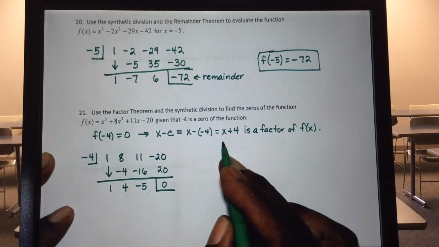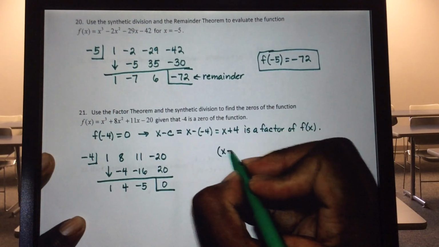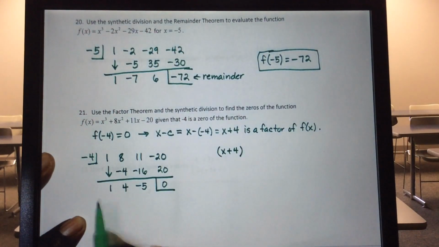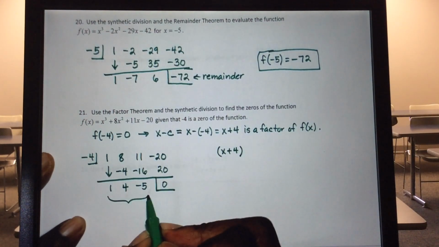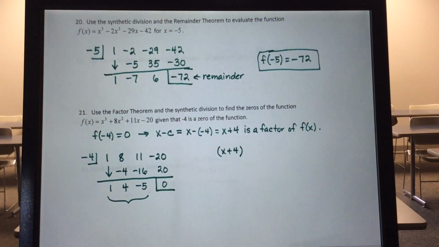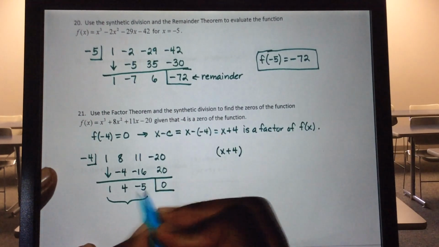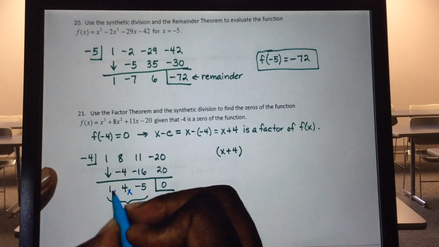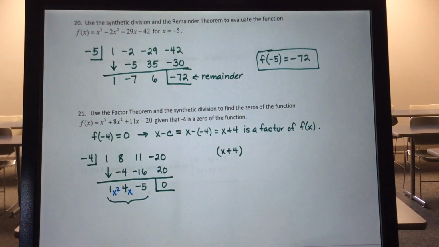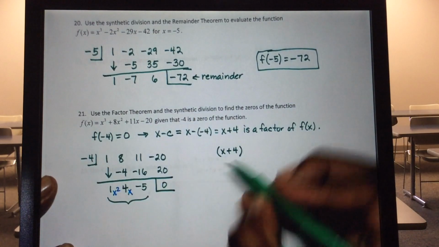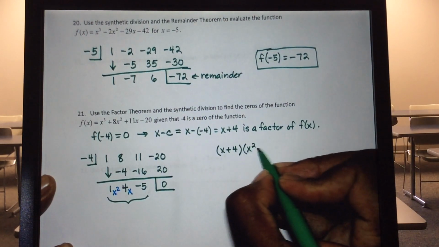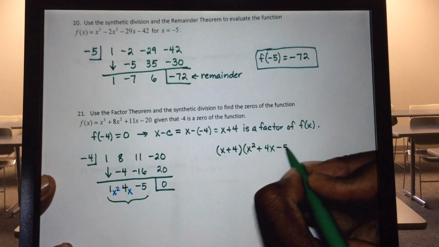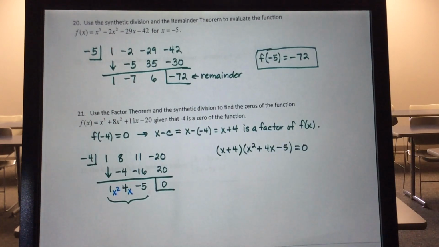Since x plus 4 is a factor, here's the other factor right here. The 1, 4, and -5, that's the other factor for this particular function. Okay, so here's how I write that factor, the other factor. The -5 is the constant term. The number in front of that would be the coefficient of x. The number in front of that would be the coefficient of x squared. So here, this is the other factor, 1x squared, or just x squared, plus 4x minus 5. And I'm going to set that equal to 0.